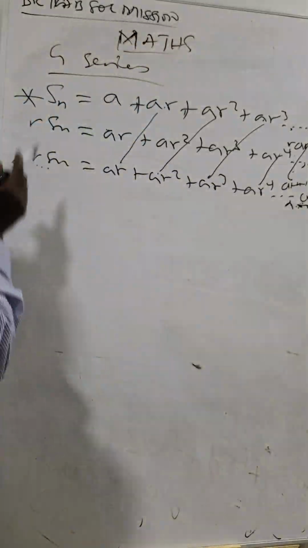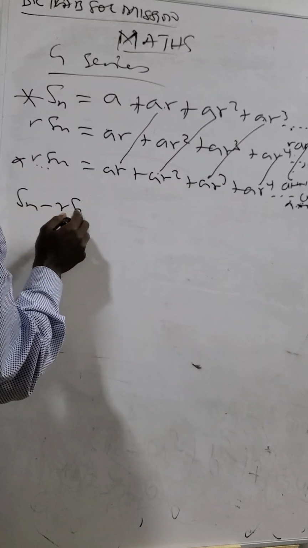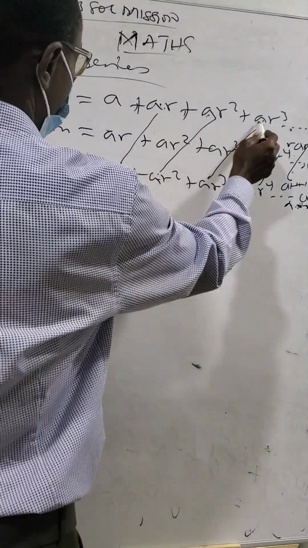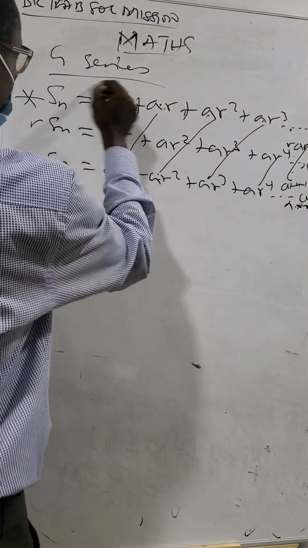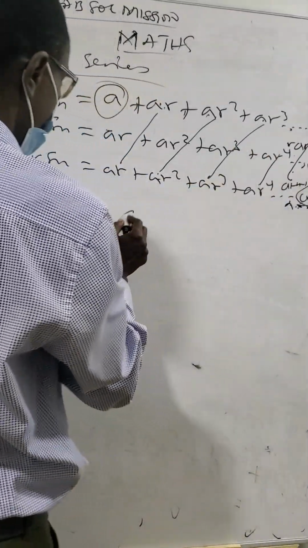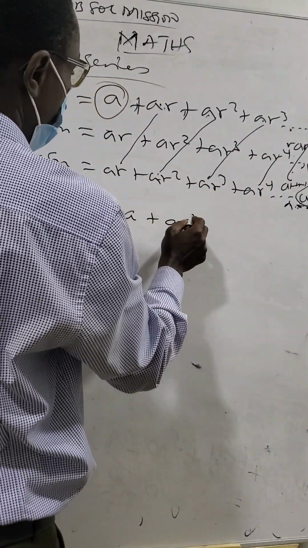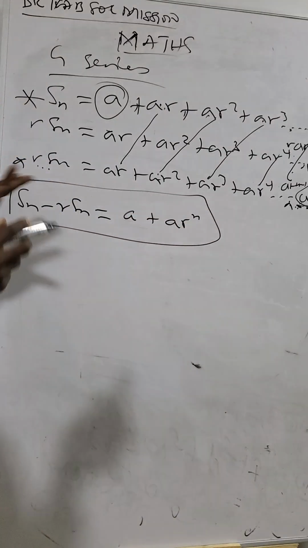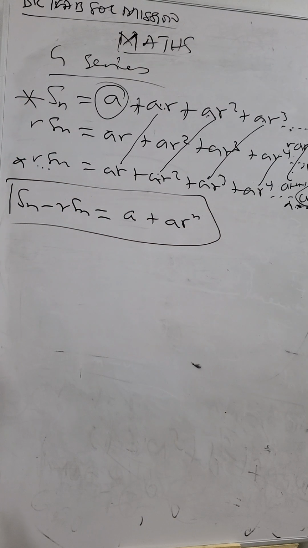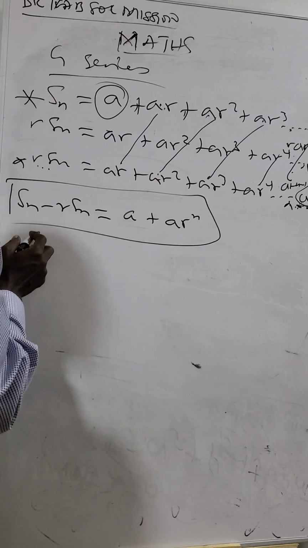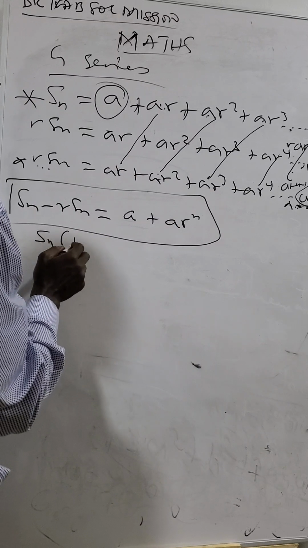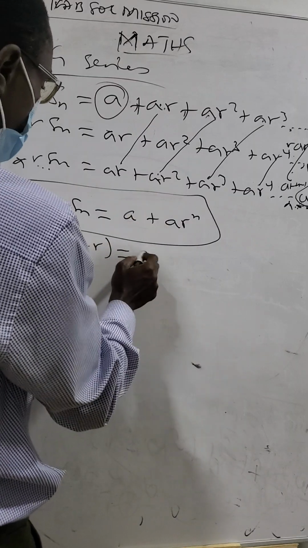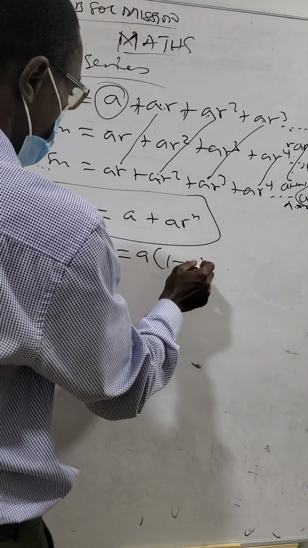Now, if we say Sn minus r Sn, then we are going to have these ones cancelling each other because we are subtracting this equation from that. Okay, and this will end up giving us this, and of course this will be left here. So we have a plus a to the power of n. Then this is the expression, and from this we should be able to rearrange to get the formula. So of course this will come out as Sn times 1 minus r is equal to a times 1 minus r to the power n.